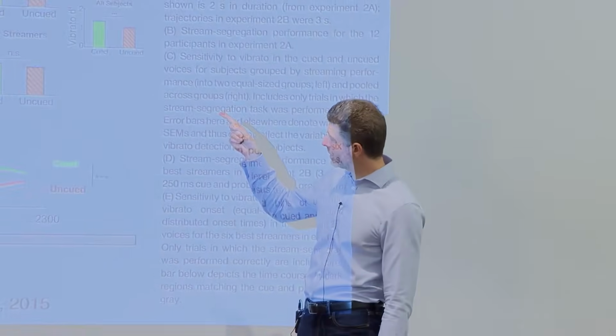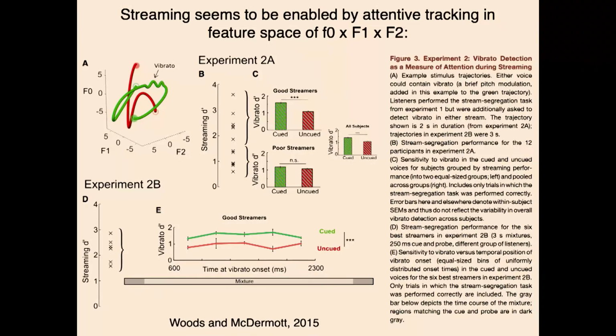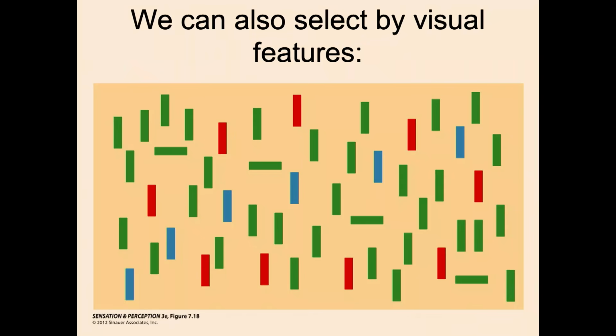And so what the results show is that for the source that you're tracking, your vibrato detection is better than the source that you're not tracking. Okay? So that gives you some way of actually testing the extent to which you've successfully attended to a particular thing. We noted that you can attend to features, right? So you can attend to the red things or the blue things or the horizontal things, and you kind of become aware of their organization.